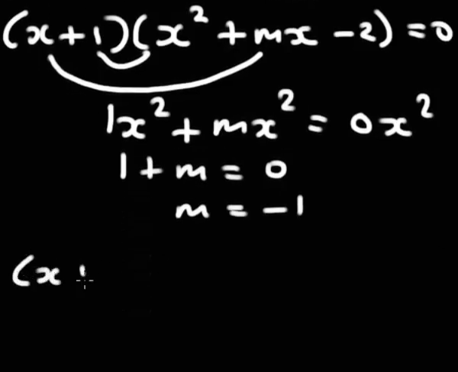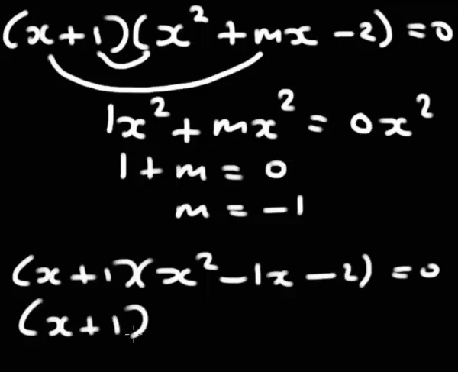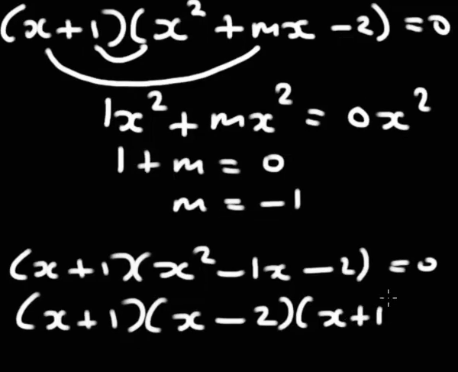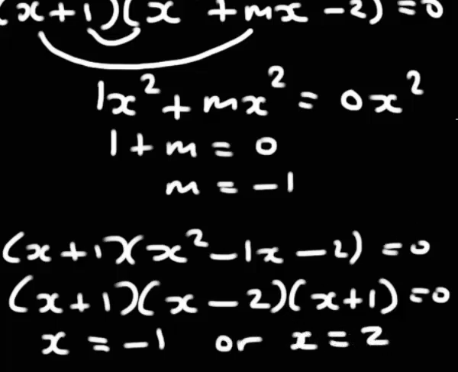So we've got (x + 1)(x² - x - 2) = 0. And this should factorize fairly easily. Let's see, it's (x - 2) and (x + 1). There we go. So your x-intercepts will be x = -1, where it's repeated, or x = 2. So there's our x-intercepts, and we're going to draw those in a moment.